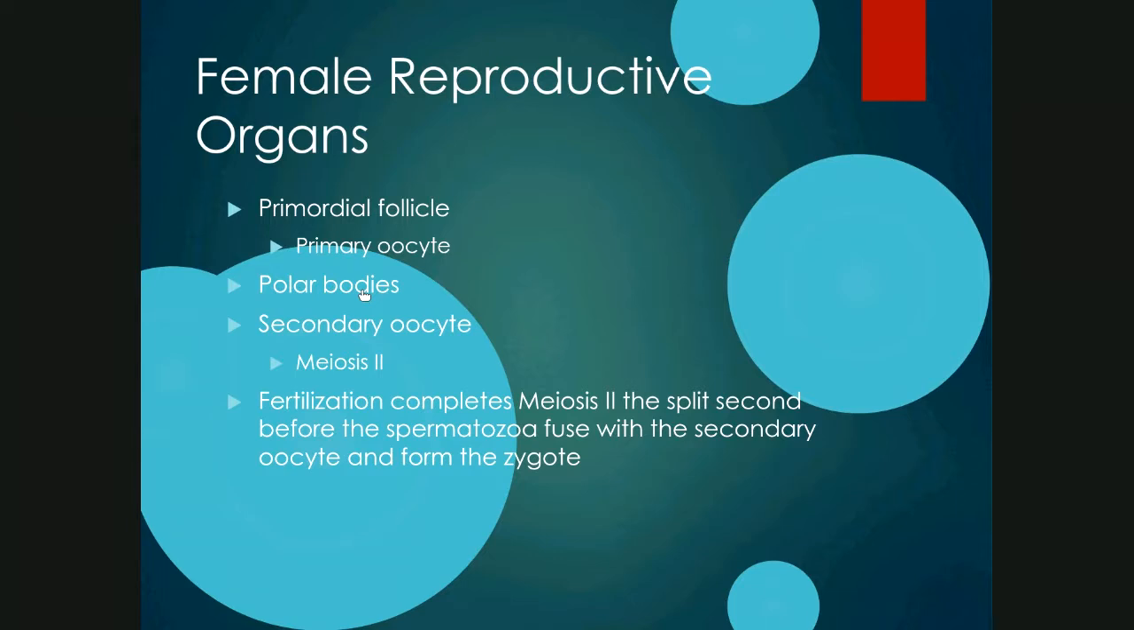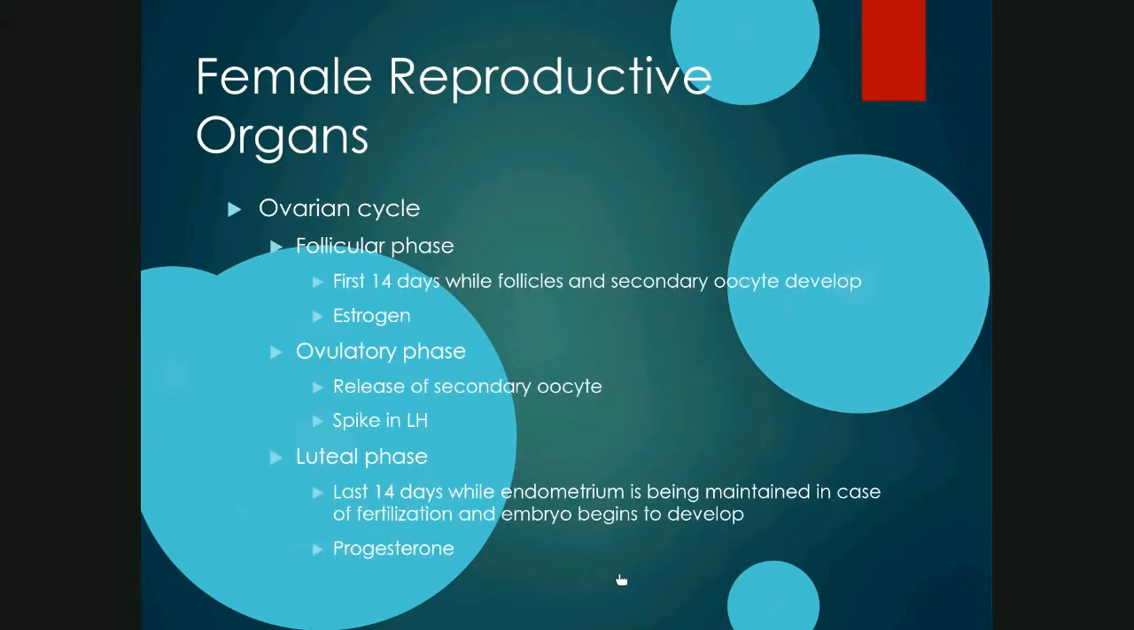So, again, non-functional cells are just made during meiosis. The secondary oocyte is what develops, and this is what's released at ovulation at day 14 of the cycle. The secondary oocyte is stuck in meiosis 2, as I mentioned in that picture. Not until fertilization does meiosis 2 complete, a split second before the spermatozoa fuse with the secondary oocyte and form that zygote. So this is different.